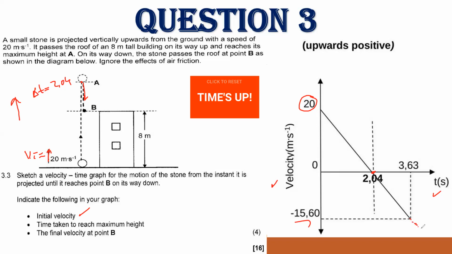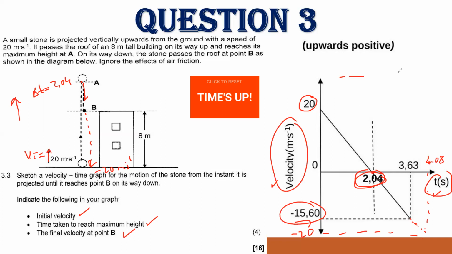But if you continue like this, they don't ask, but if you want to get it, you will go to ground back with negative 20. It's coming down with negative 20 meter per second. But what about our time? Double of this, because how many seconds is going up? That time will take to coming down. So it's going to be 4.08. They don't ask, but we just explain. So time taken to reach maximum height, yes, showing here. And final velocity, yes, showing here. All right, to get full mark, remember, x-axis, y-axis, even title we can write. And then this is our graph, done.